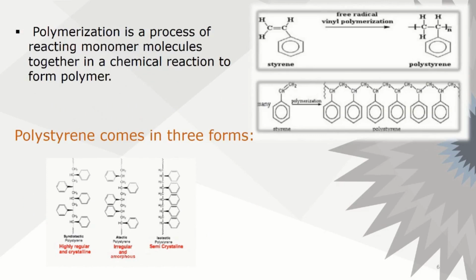At the same time, polystyrene comes in three forms. They are syndiotactic, atactic, and isotactic polystyrene.